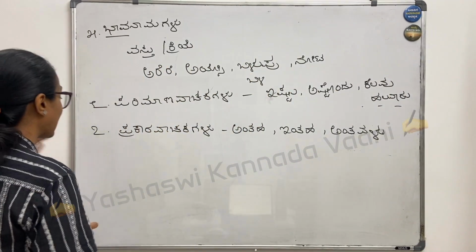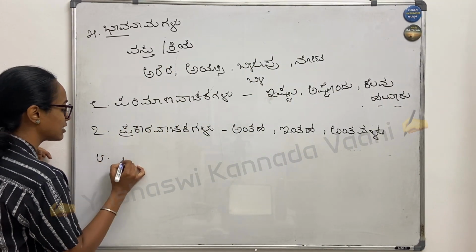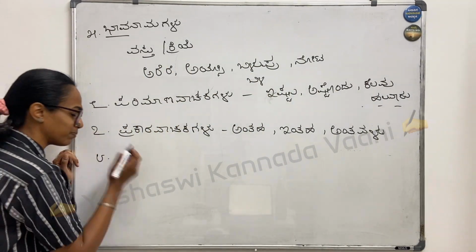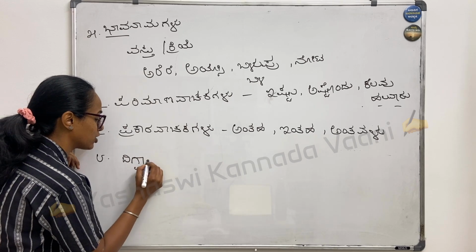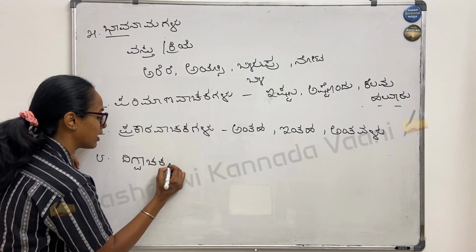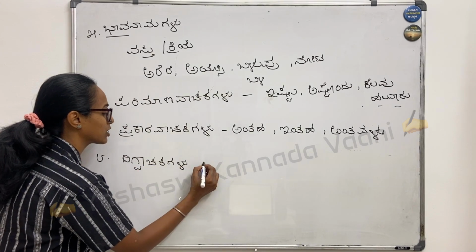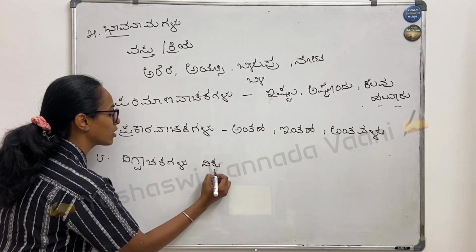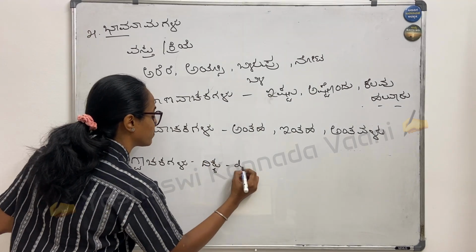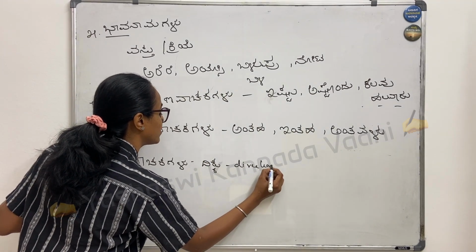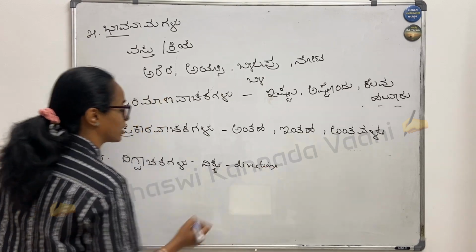We'll go with the 8th one. The 8th one is digvachakagalu. It's very simple. Digvachakagalu, dikku. Dikku means direction. So these are the words which deal with the direction.